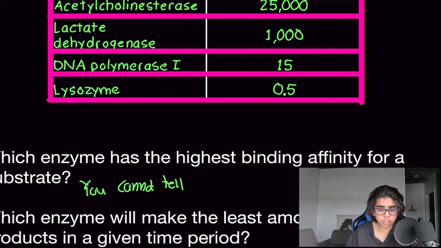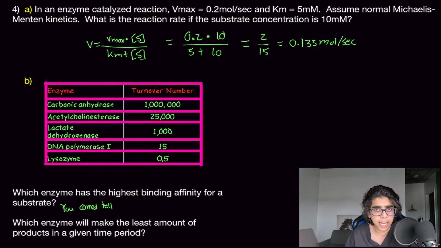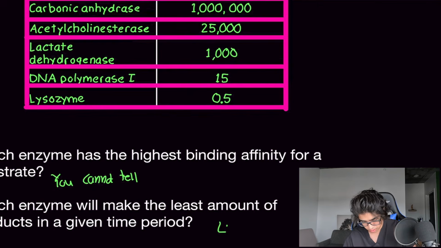This table is a table of turnover rate, not Km. If this were a table about Km, then you could answer this question. But this is turnover rate, which is completely different. Km tells us about binding affinity. Turnover rate tells us how many products are going to be made from substrates. Which enzyme will make the least amount of products in a given time period? The answer is lysozyme because it has the lowest turnover rate. Lysozyme.